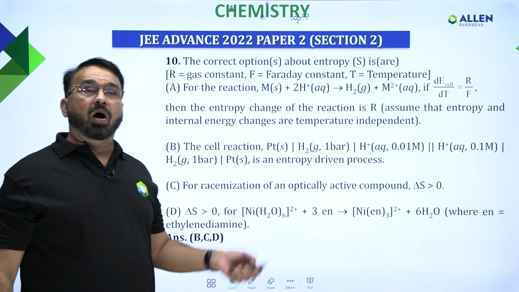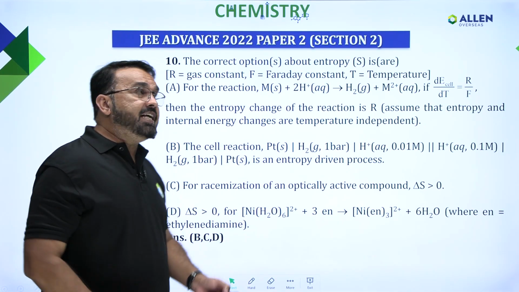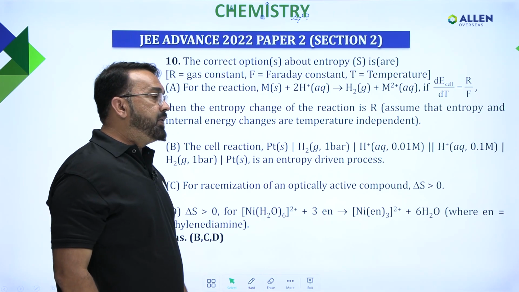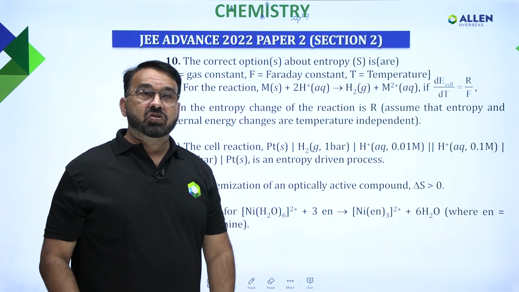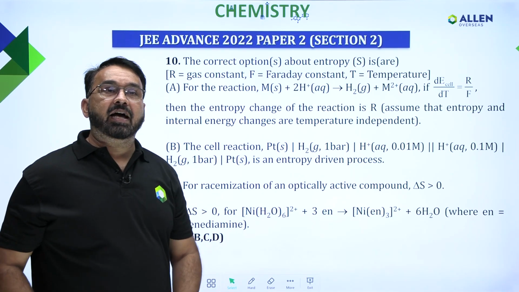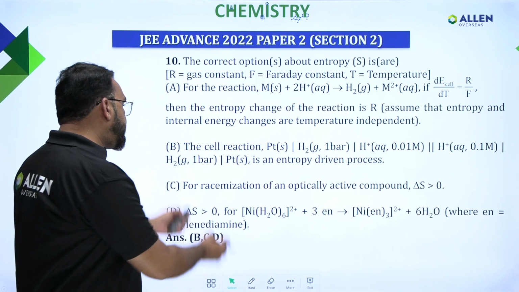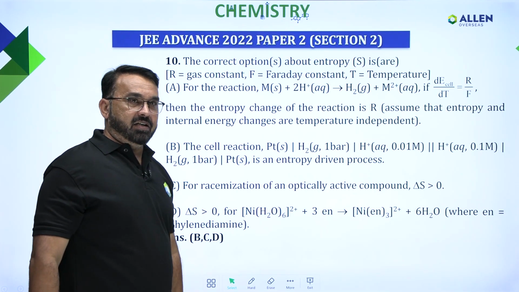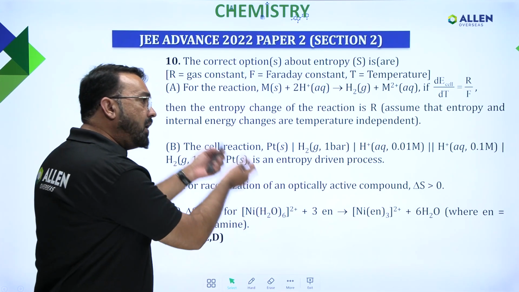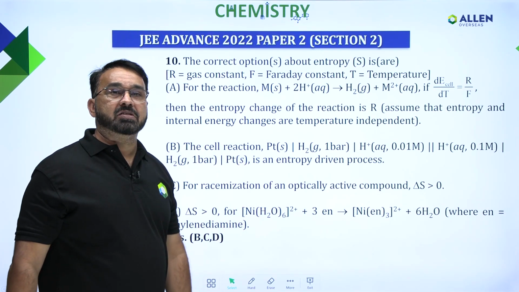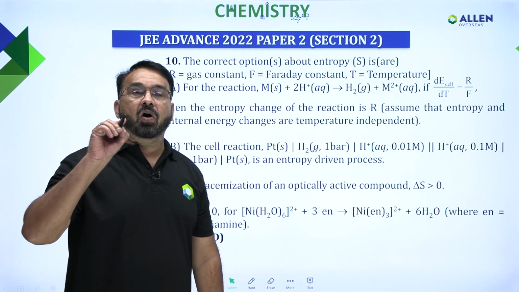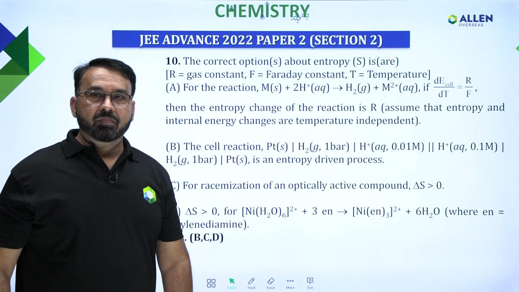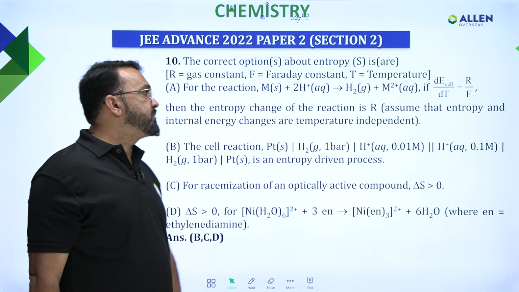So from these 4 options, we see that option A is incorrect. That means delta S for the reaction is not equal to R. What it is equal to, and how it is incorrect, will be proved. Whereas options B, C and D are correct. That means the entropy changes are positive, so these processes are spontaneous in options B, C and D. Let us understand the solution for the same, students.